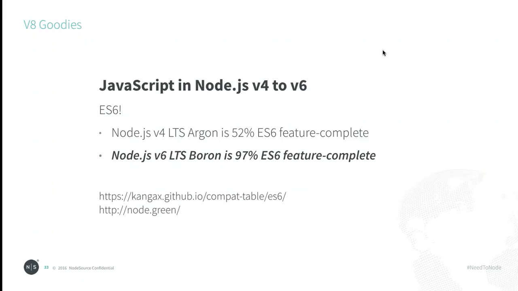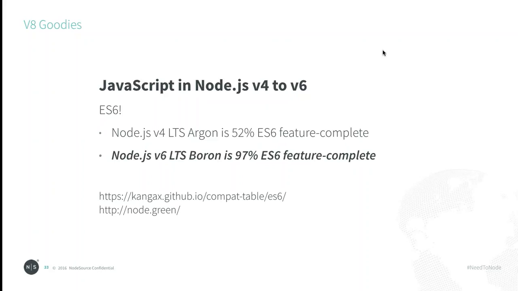ES6, this is what people really want to hear. So version 4 LTS, we had around 52% ES6 feature complete coverage. Node version 6 LTS, we get up to 97%. So we've got most of ES6 now, bar a couple of things. We're pretty much there for ES6.